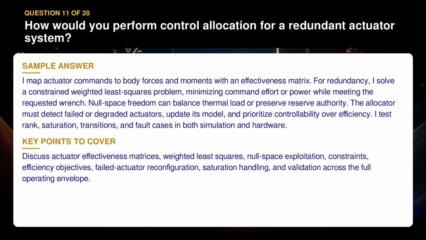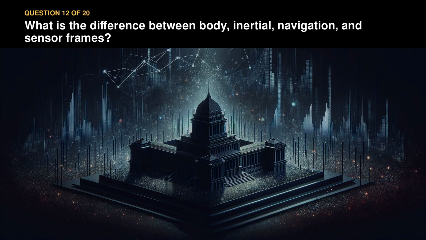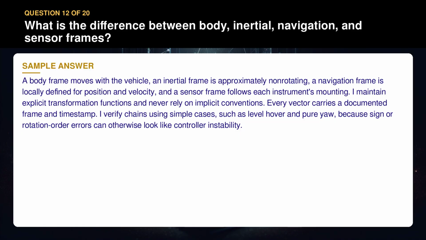Discuss actuator effectiveness matrices, weighted least squares, null space exploitation, constraints, efficiency objectives, failed actuator reconfiguration, saturation handling, and validation across the full operating envelope. Question 12. What is the difference between body, inertial, navigation, and sensor frames? A body frame moves with the vehicle, an inertial frame is approximately non-rotating, a navigation frame is locally defined for position and velocity, and a sensor frame follows each instrument's mounting.